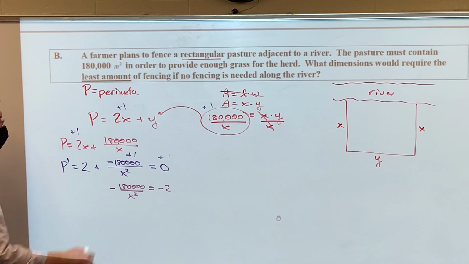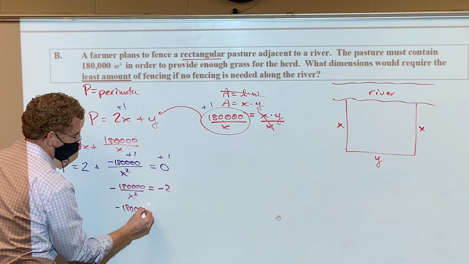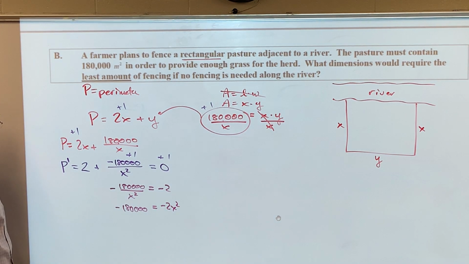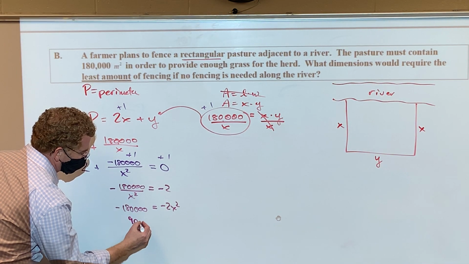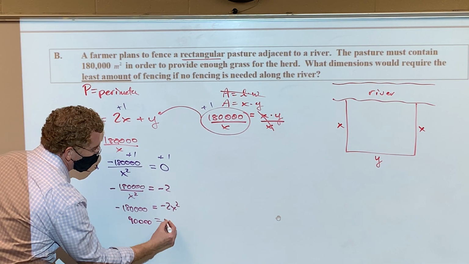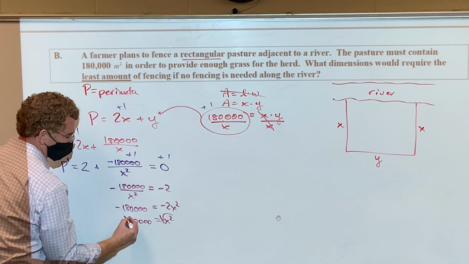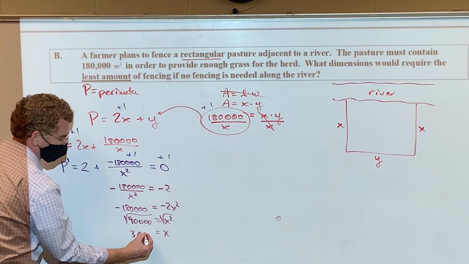Multiply by an x squared. If I do that, the x squared cancels on the left, and you have negative 180,000 equals negative 2x squared. Divide by negative 2 gives you 90,000. And then what? Square root it, and usually these numbers work out nicely if it's not a calculator, and that would give you a 3 with 2 zeros.